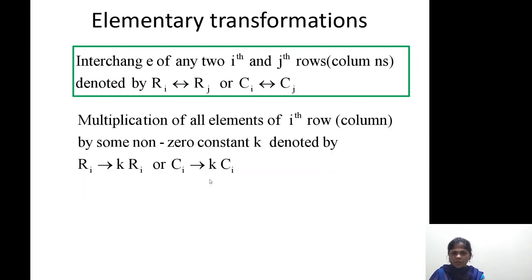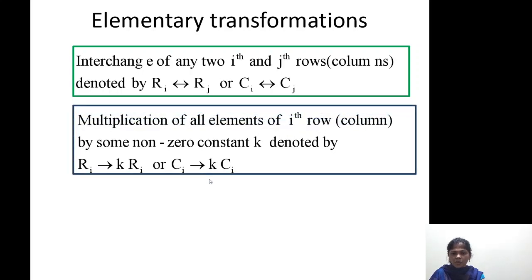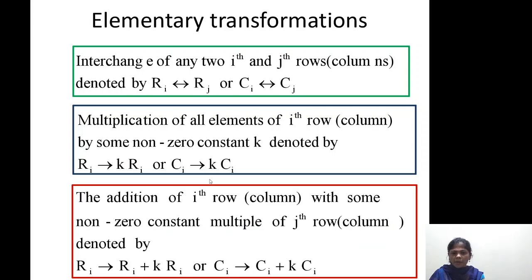The next operation is that we can multiply all elements of a particular row or column by a non-zero constant. It is denoted by k times Ri if the ith row gets multiplied with k, or k times Ci if the ith column is multiplied with the constant k. The next operation possible is the addition of the ith row or column with some non-zero constant multiple of the jth row or column.